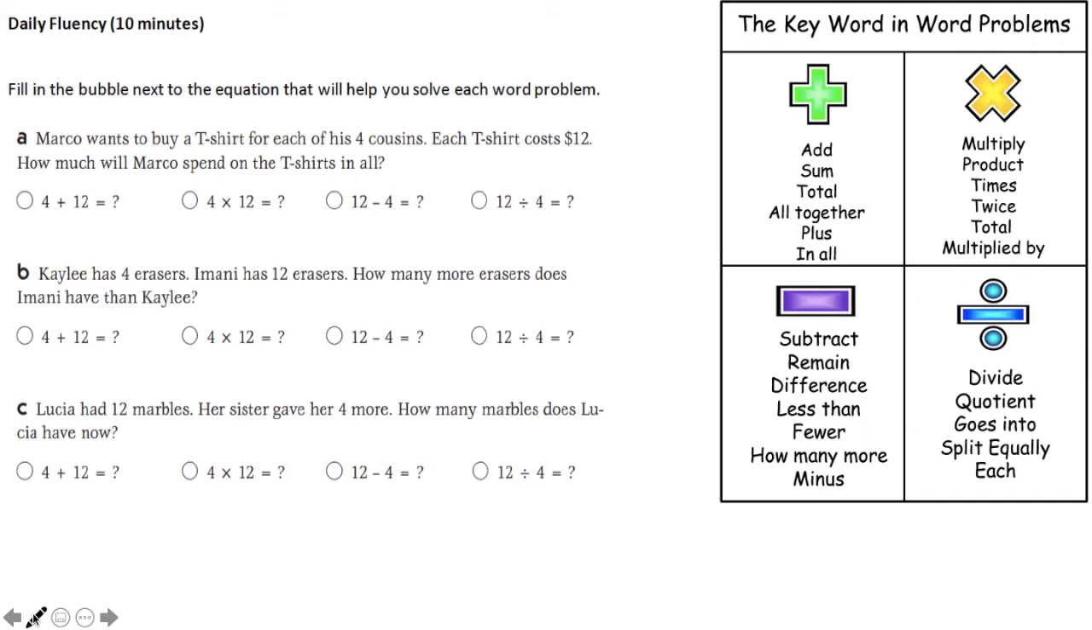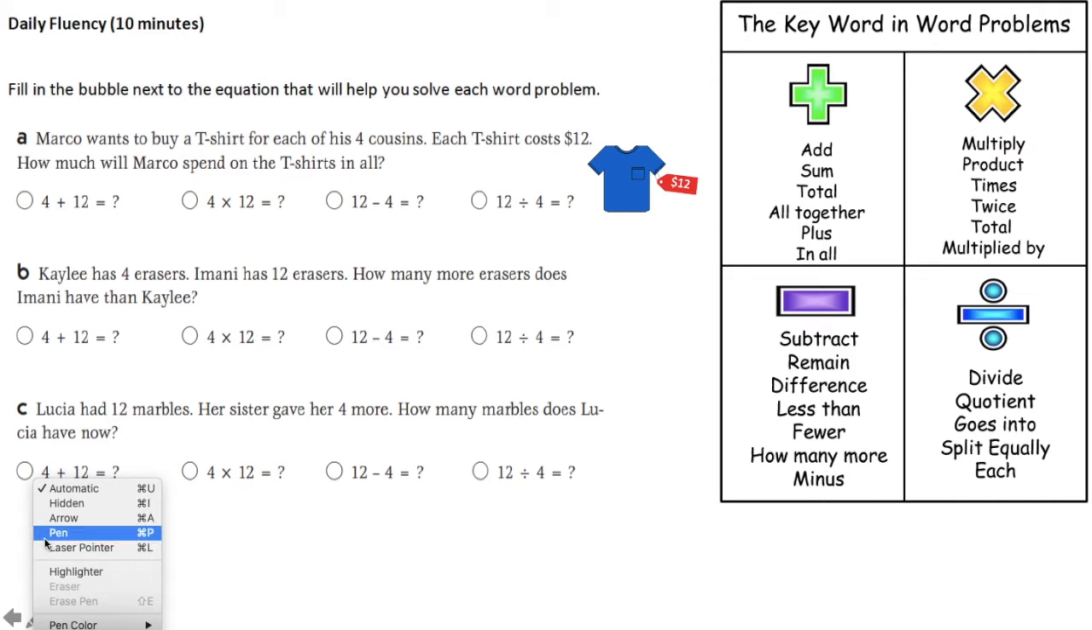It says, Marco wants to buy a t-shirt for each of his 4 cousins. Each t-shirt costs $12. How much would Marco spend on the t-shirts in all? Okay, let's take a look. In all, okay, that's a key word. Where do you see in all on this chart? Yep, I see it here under addition too.